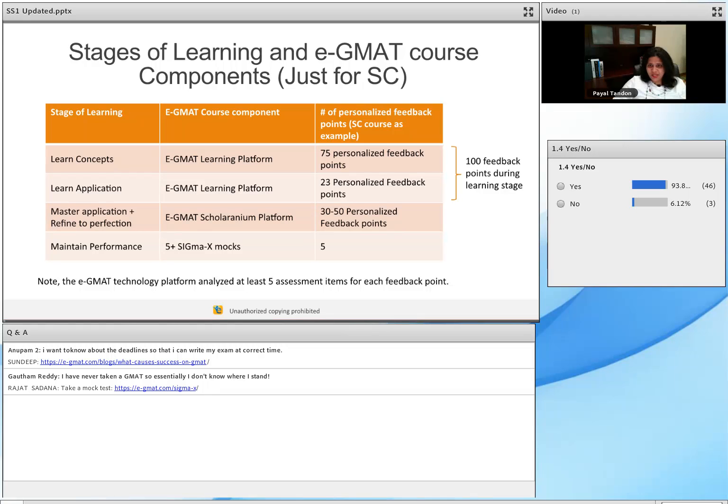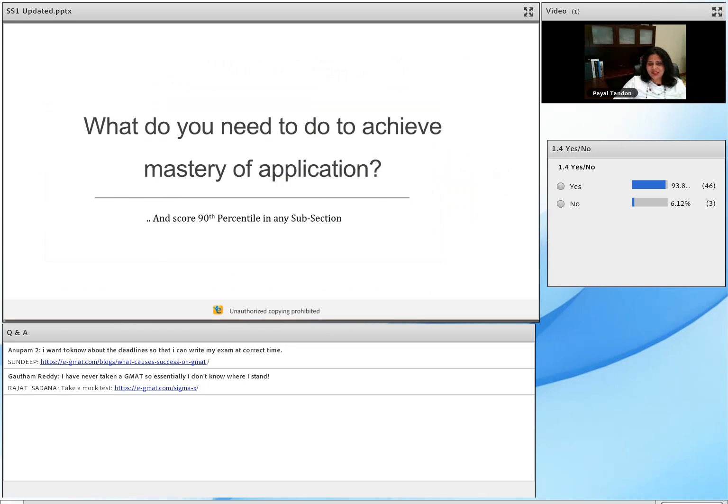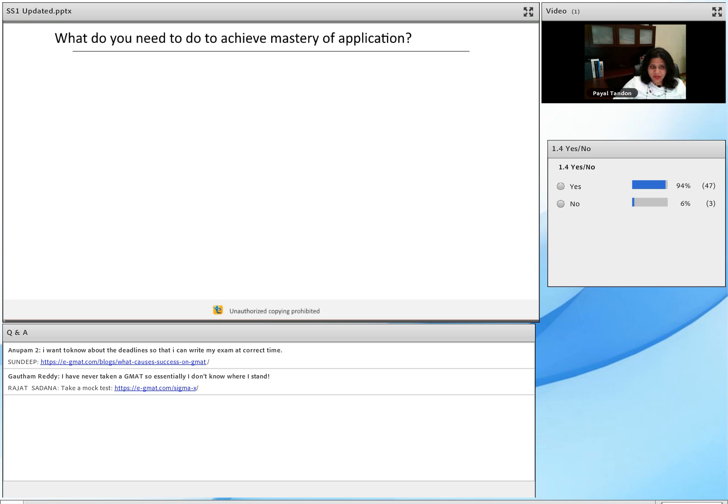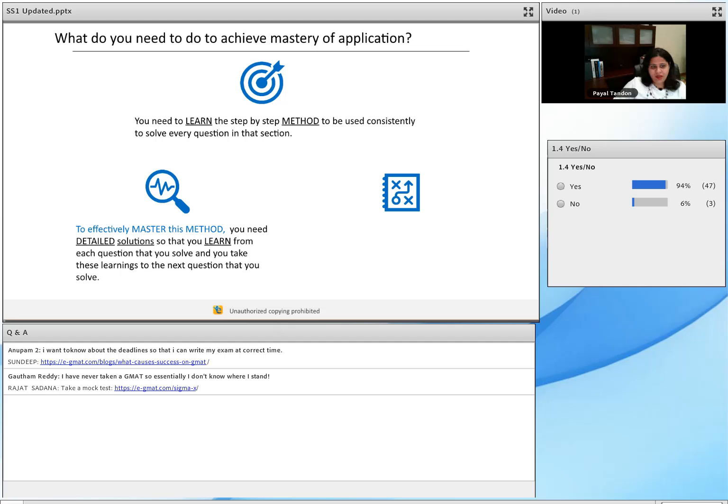Again, you don't need to go through all the concepts multiple times. You need to be told what concepts you really need to review in order to get to your perfection.